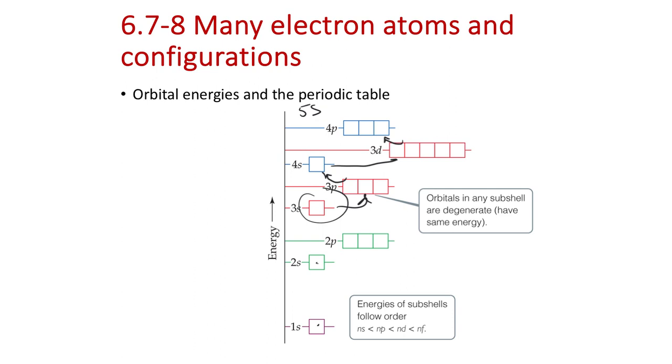What comes after the 5s? We have the d block. So we'd have the next d block. Our first d block was a 3d, so this has to be a 4d. And then we come to the next p block, the 5p.